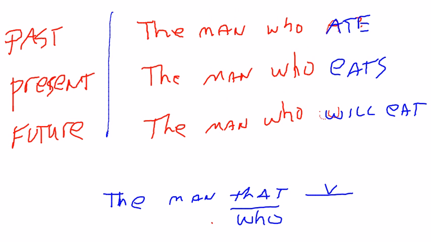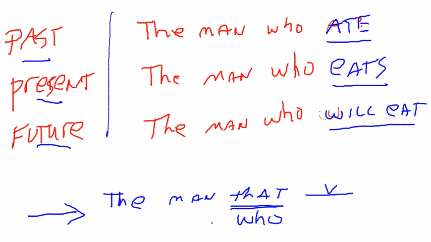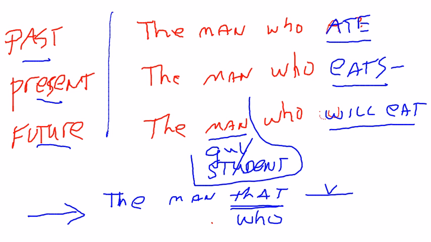The easy way to visualize it is that there is a past, a present, and a future with this. The pattern is here. You have to use either that or who. In the past, you simply put the past verb, the third person singular here for the present, and the future will eat. The man who ate, the man who eats, the man who will eat. Instead of man, you can put the guy who will eat, the student who will eat. Depending on your noun here, this is going to change.